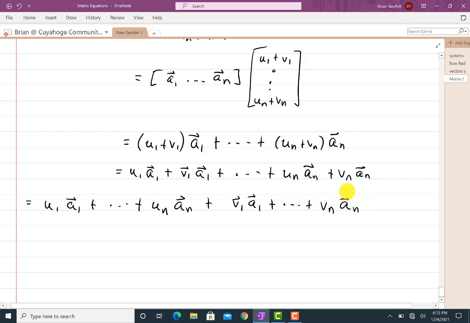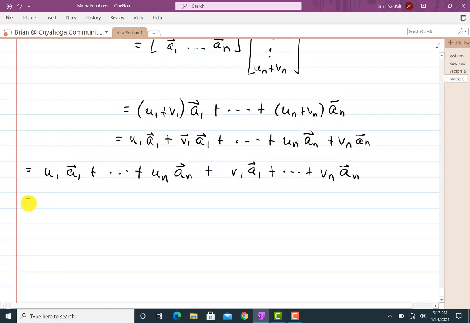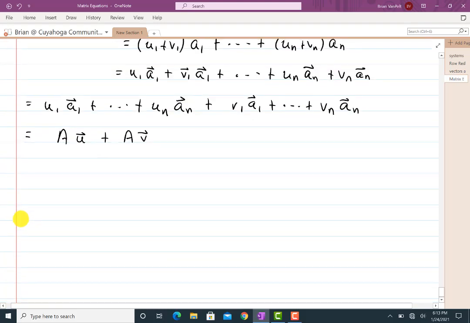And this is exactly what I was talking about here. You see how that little arrow appeared above the V? I did not mean to put that because that V was a scalar. And so then this right here on the left is the definition of multiplying a matrix by a vector. And the other one's the same way. And that proves the first part of the theorem.